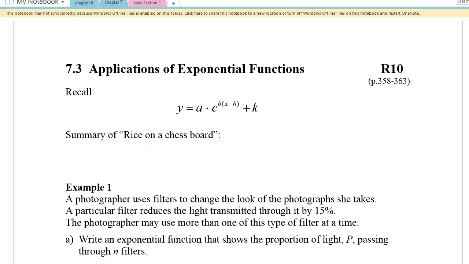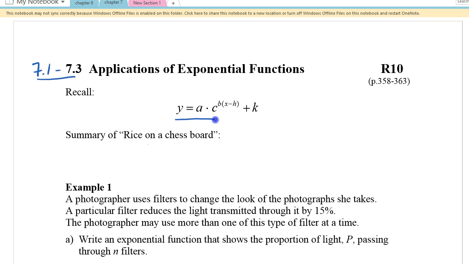Alright, so this is our last lesson for Chapter 3. This is about applications of exponential functions. In the textbook, it really was during 7.1, 7.2, and 7.3 that they did these applications. So really, we could rename this as 7.1 through 7.2, and it's all the application questions that we didn't do yet, that we're going to take a look at.